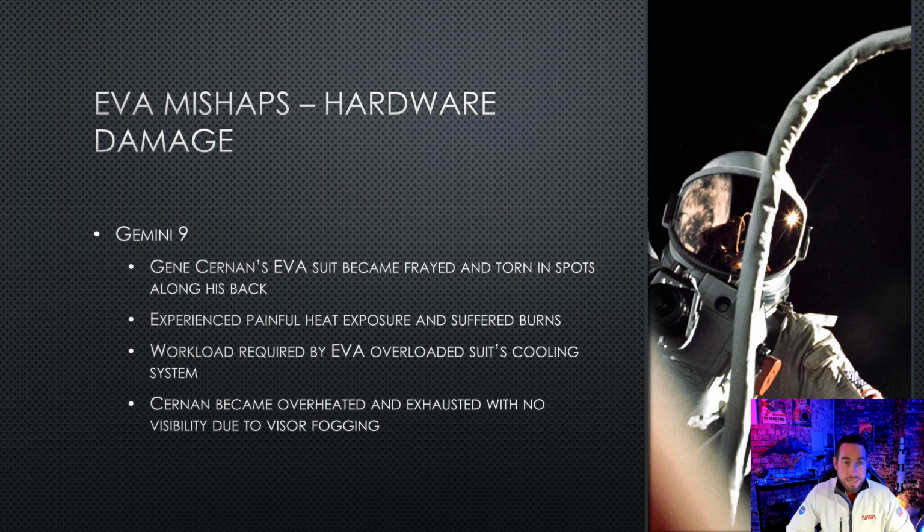And then Gemini 9, Gene Cernan's EVA. This one almost ended in tragedy. His suit became frayed. It tore along his backside. He had significant heat exposure and suffered significant burns as a result. This was still the very early days of EVAs, and they didn't really know about task management and the energy required to complete an EVA. So they overloaded his to-do list, which made him work too hard, which overloaded the suit's cooling system, so he got overheated. He became exhausted, got dehydrated, and had no visibility because of visor fogging. The back of his suit started to develop a rip. He got burned. So it was almost a very bad outcome.